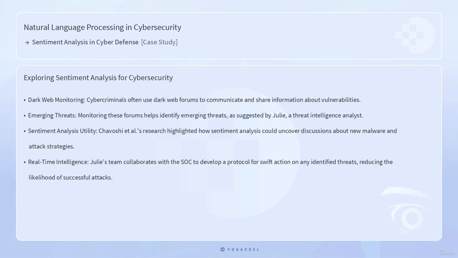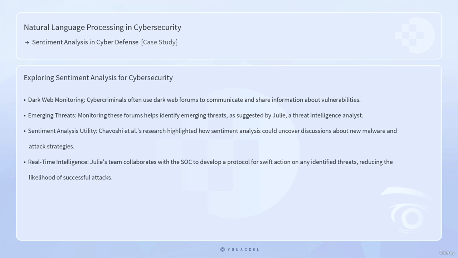Meanwhile, the cybersecurity team also explores sentiment analysis for threat intelligence. Cybercriminals often use dark web forums to communicate and share information about vulnerabilities. Julie, a threat intelligence analyst, suggests monitoring these forums to identify emerging threats. She refers to a research paper by Chavoshi et al., which highlighted how sentiment analysis could monitor dark web forums to uncover discussions about new malware and attack strategies.